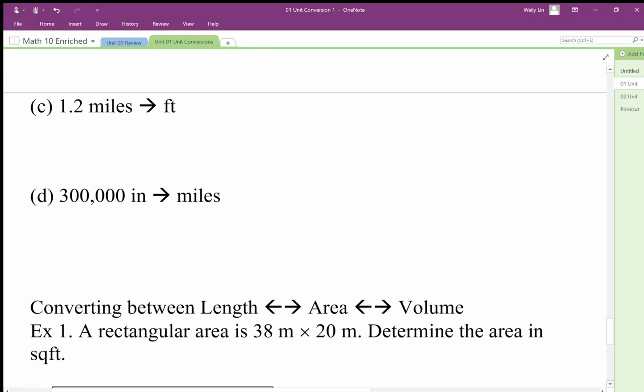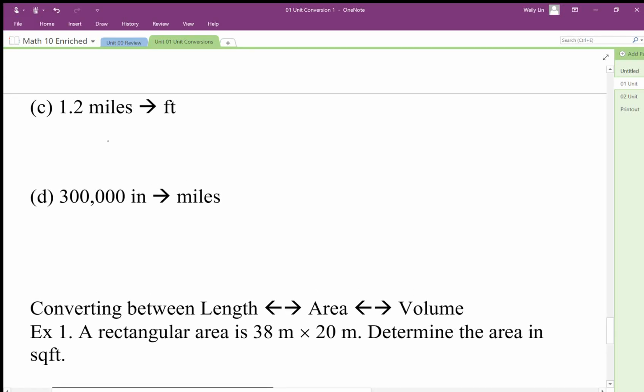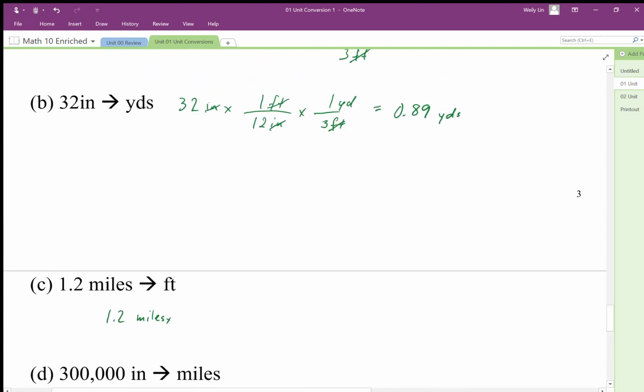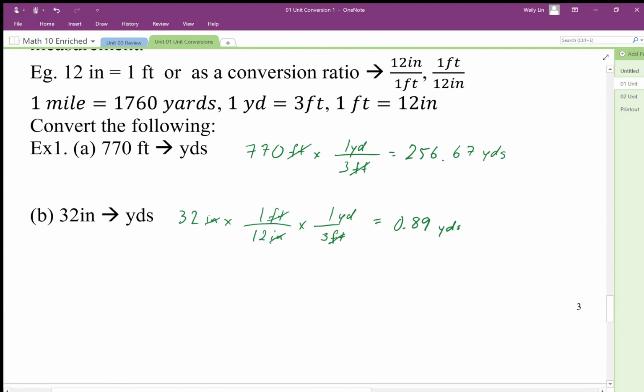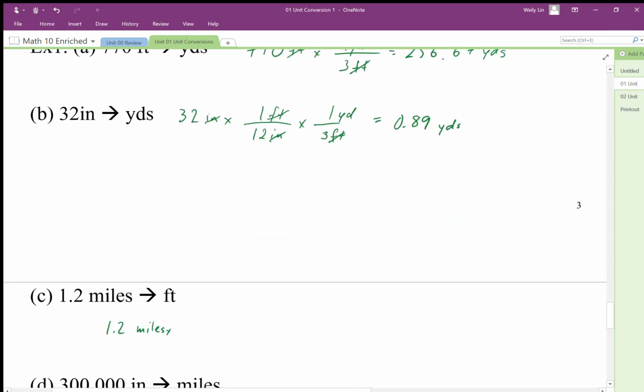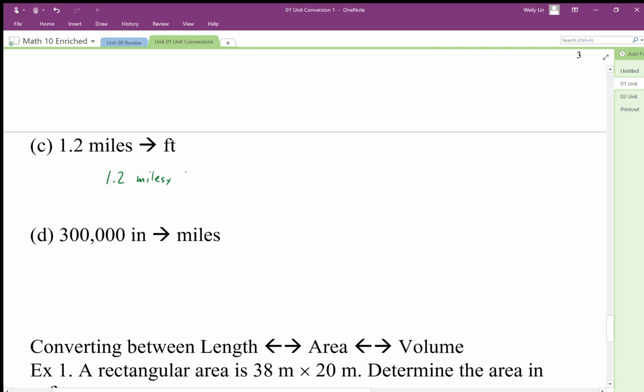Okay, so converting miles to feet, we're going to start with 1.2 miles, and we're going to have to convert this to yards first. So we're going to use 1 mile equals 1760 yards. Okay, so we're going to have 1 mile on the bottom, 1760 yards on top, and then we want to convert those yards into feet. So we know that we have 1 yard equals 3 feet.